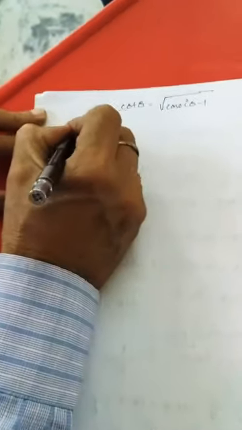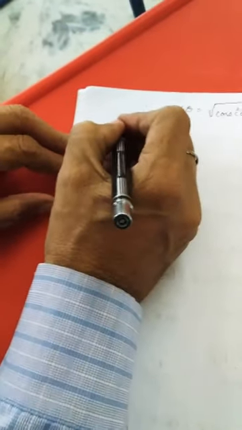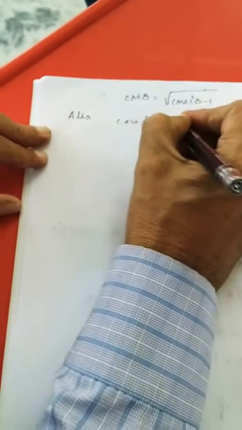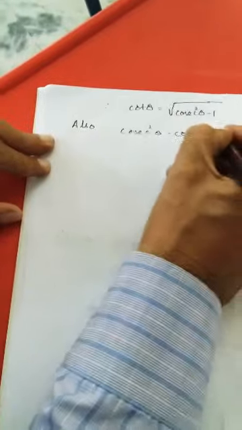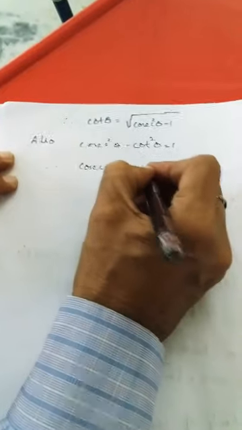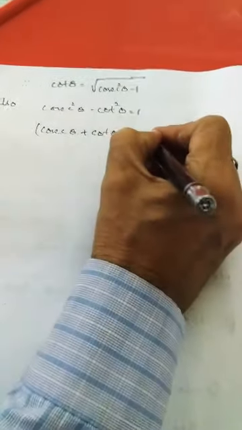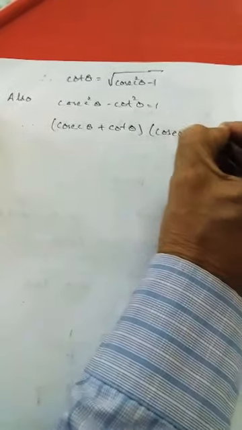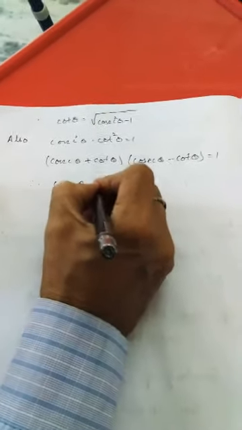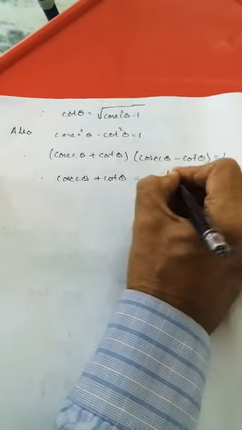Also, as we did in the previous identity, cosec square theta minus cot square theta is equal to 1, that is cosec theta plus cot theta into cosec theta minus cot theta is always equal to 1. Therefore, cosec theta plus cot theta is equal to 1 by cosec theta minus cot theta.